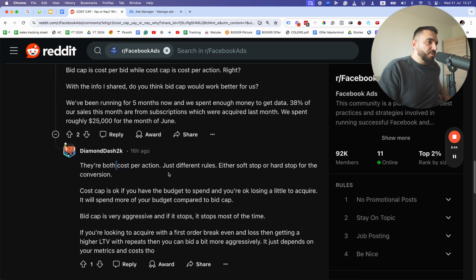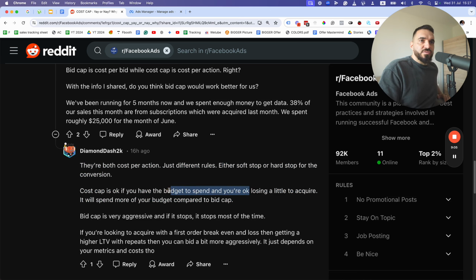They're both cost per action, just different rules, either soft stop or hard stop for the conversion. Cost cap is okay if you have the budget to spend and if you're okay losing a little to acquire. It will spend more of your budget compared to bid cap. Yeah, so what is this guy saying? I'm not sure if I get it right.